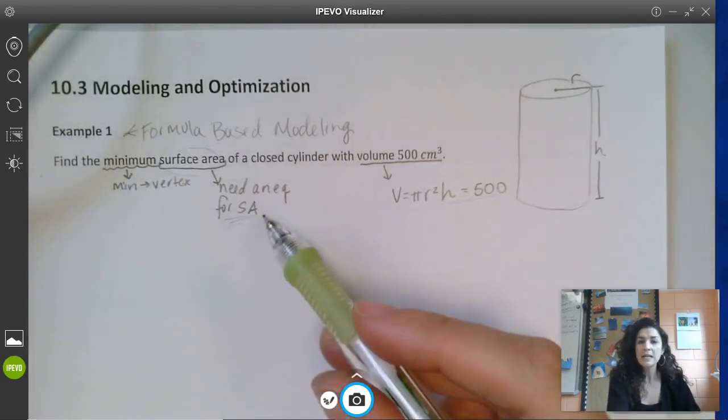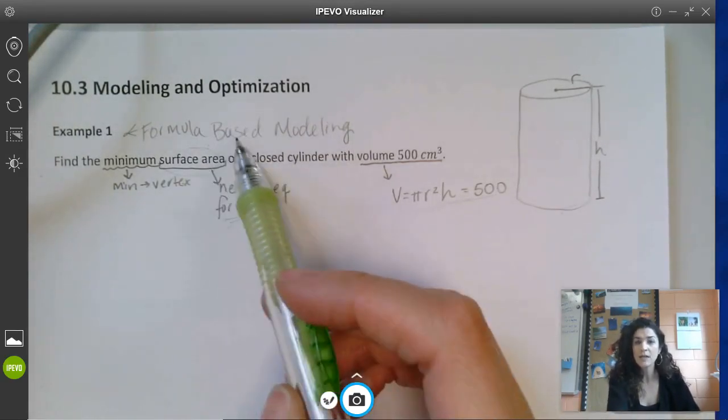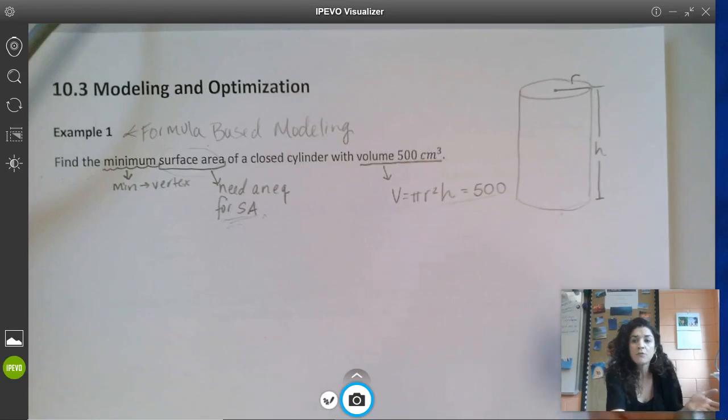Well, I know I need an equation for a surface area. And with formula-based modeling, we just write out what is the formula for the surface area of a cylinder. Now, that is something I don't believe we have in your formula packet.